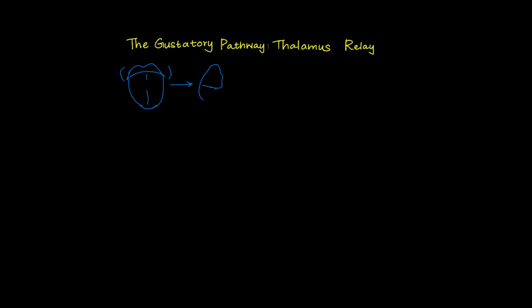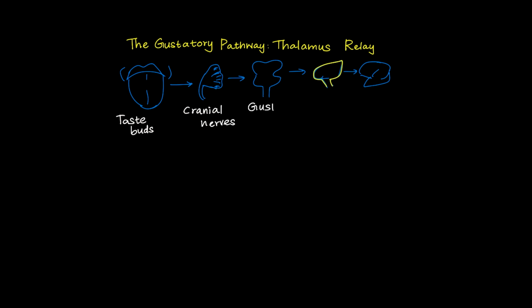Taste signals travel from receptor cells through cranial nerves to the gustatory nucleus in the brainstem, and then they need a relay station before reaching the gustatory cortex in the parietal lobe. That relay station is the thalamus. The thalamus is the brain's grand switchboard. Almost all sensory information passes through it on the way to the cortex.